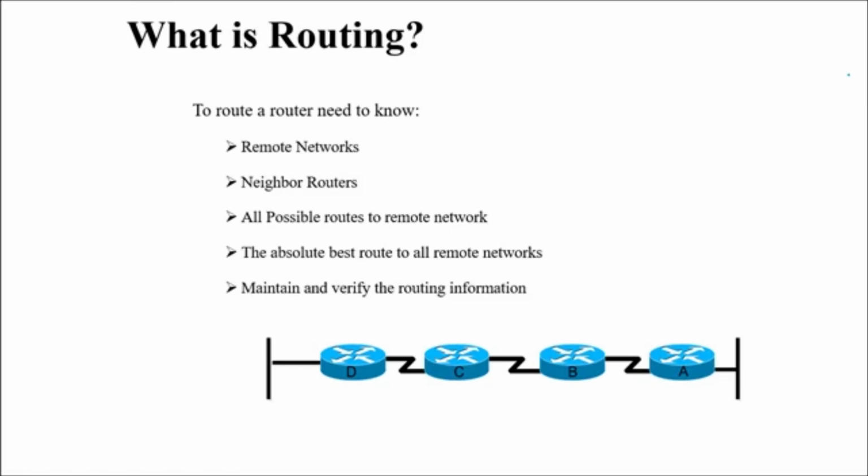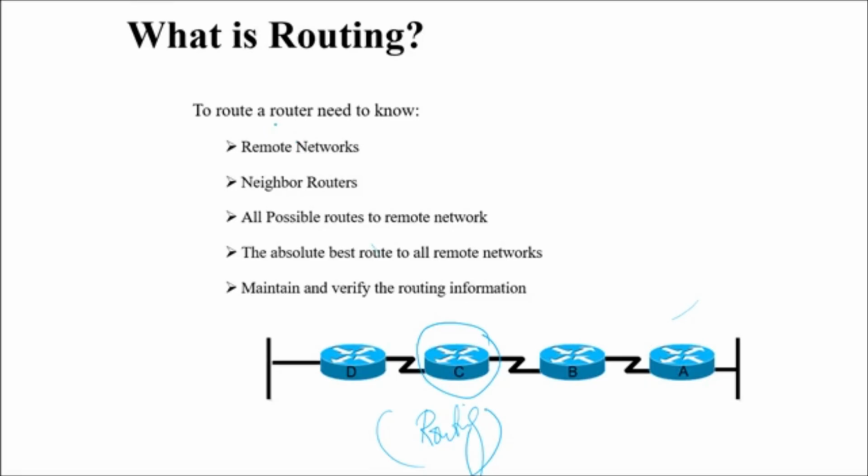So let's say, in this diagram, router C needs to perform routing. I am just taking a simple example. Whether it is D, B, A, whatever, the same things apply to all, but I'm considering router C at the moment for understanding purposes. So if router C wants to perform routing, what does it need to know?